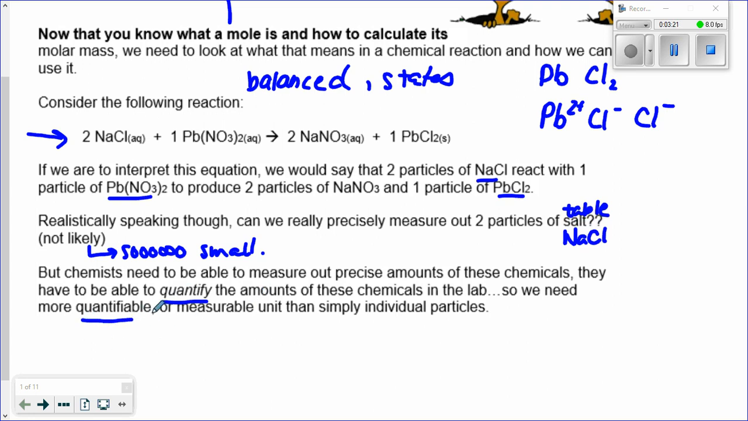When we're talking about quantifiable, that's quantity, so that's talking about a number. Qualitative analysis or qualitative measurements, we're talking about the quality of it, things that you can observe, you don't have to measure. So when we're talking about quantifiable things, that's measurable units rather than simply individual particles.